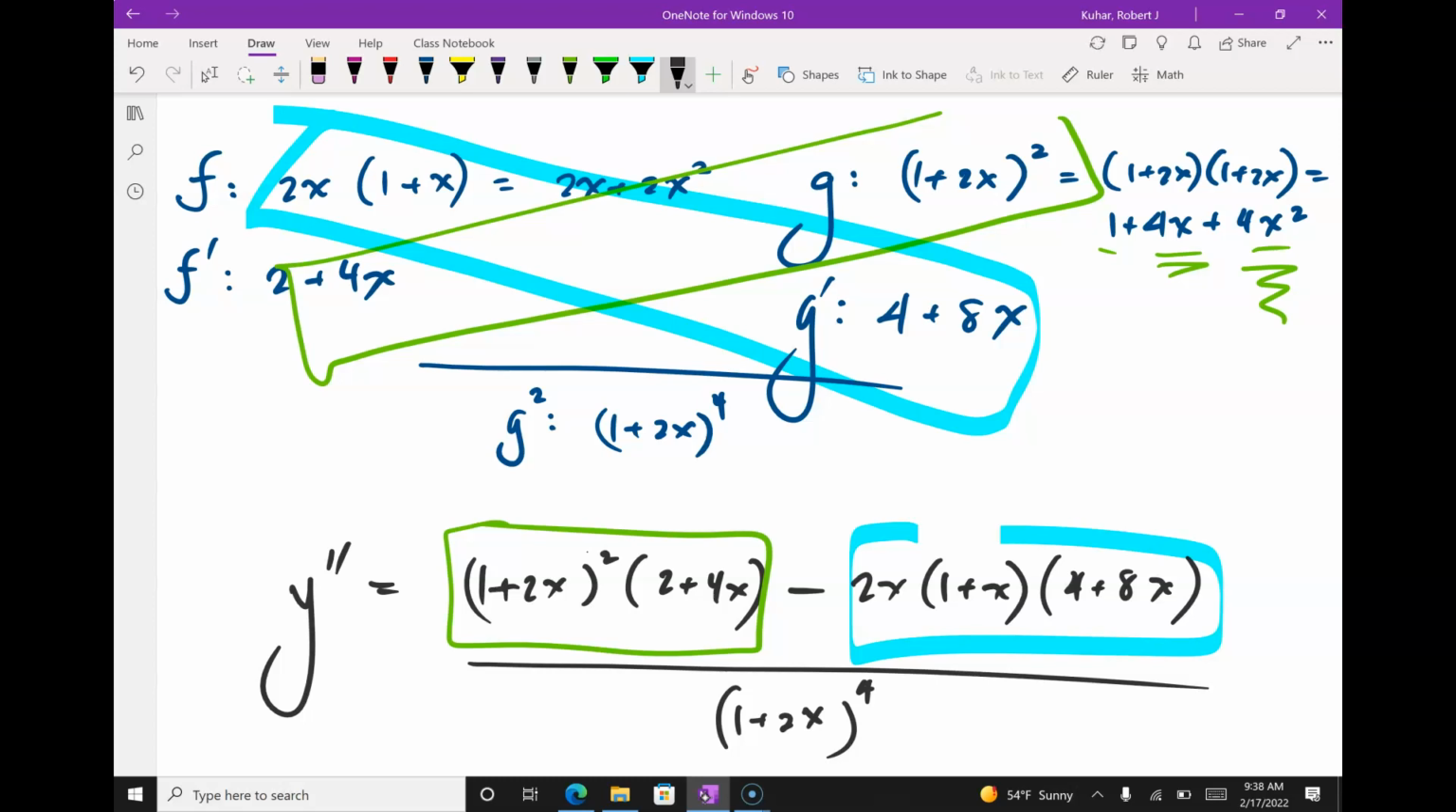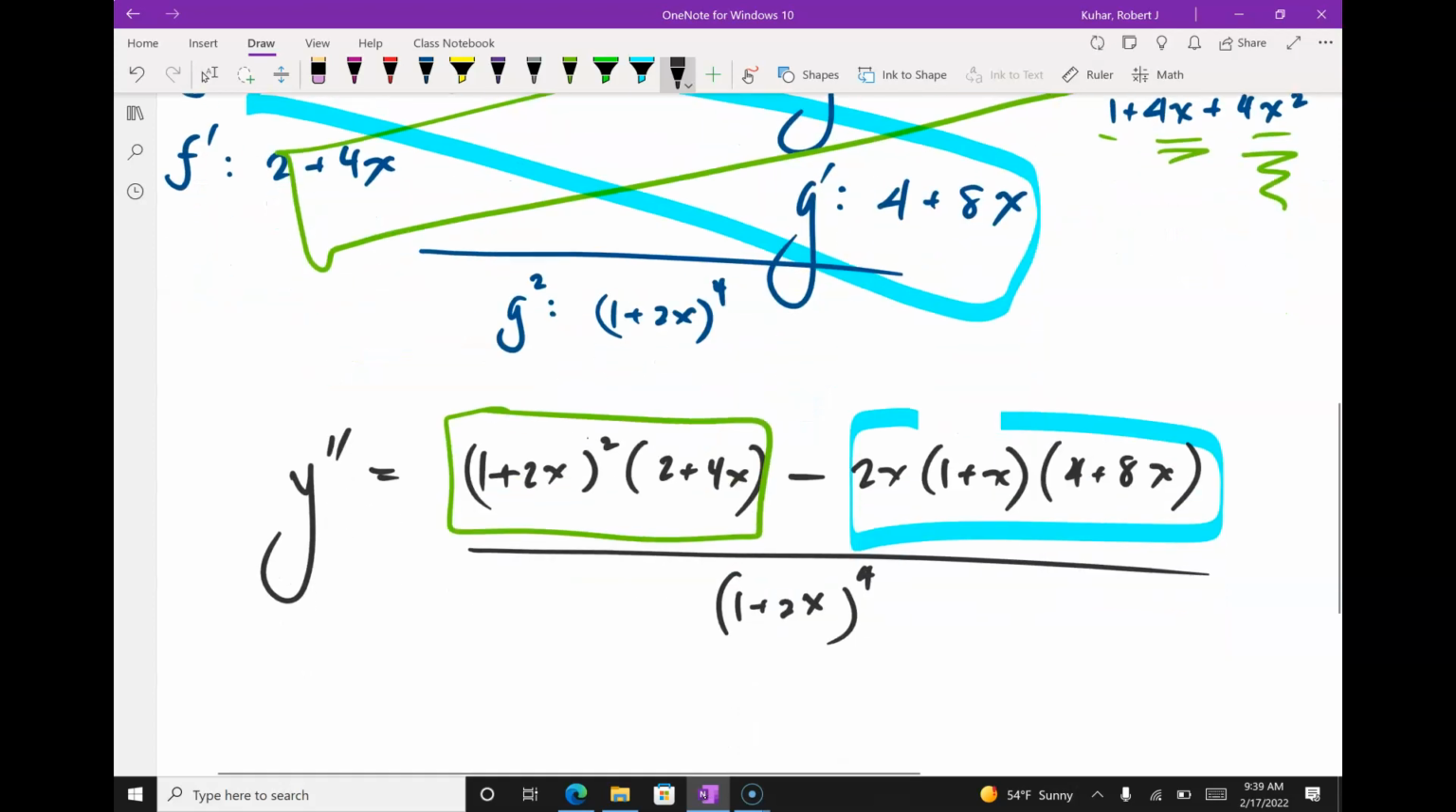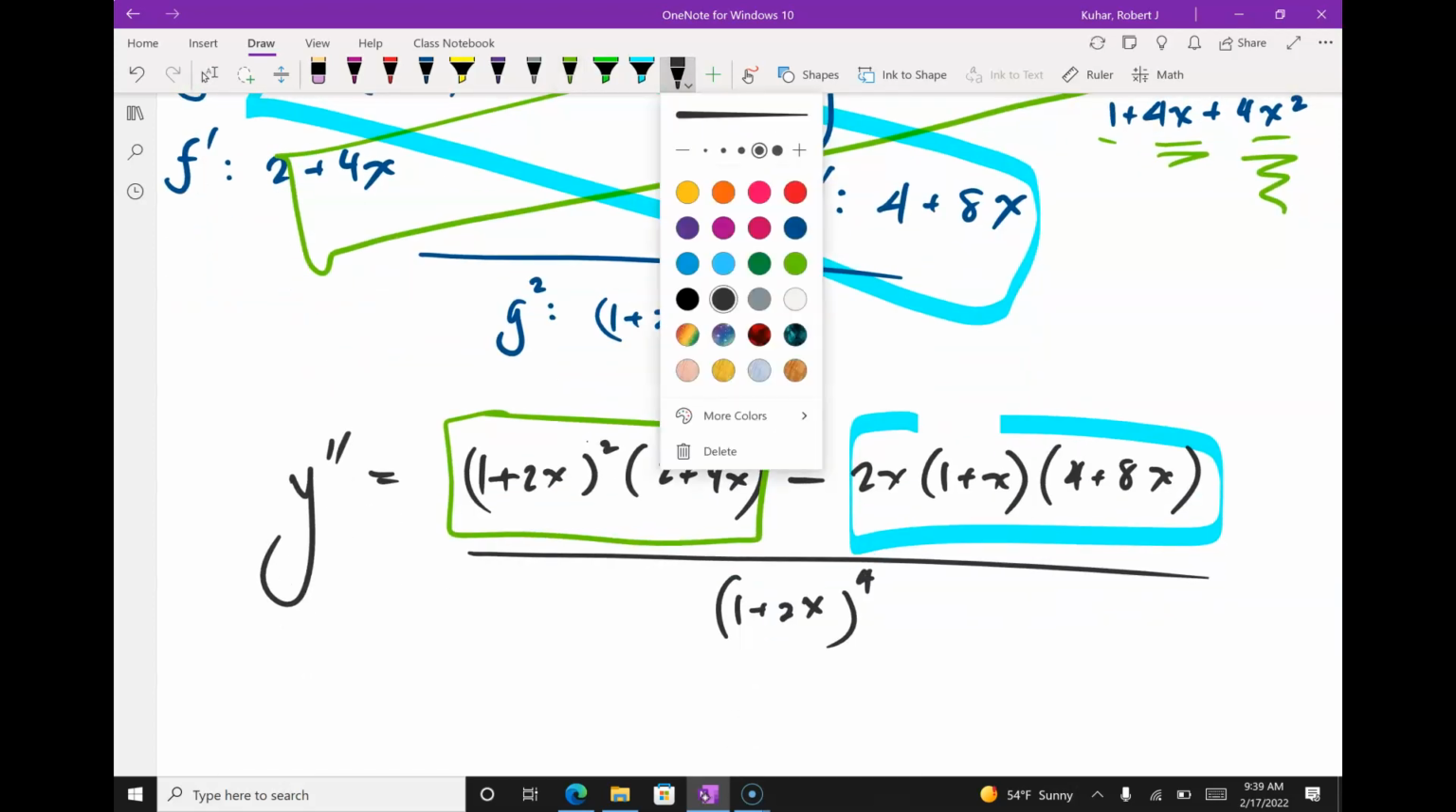Do I want to FOIL distribute here? No, I want to factor. I can see a common factor of 2 in the first term and a common factor of 4 in the second term. So I'm going to take those out first.